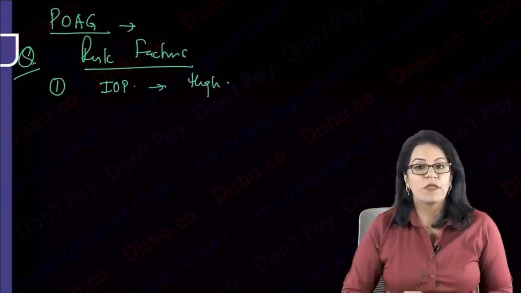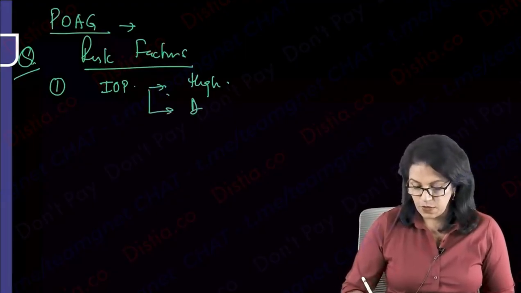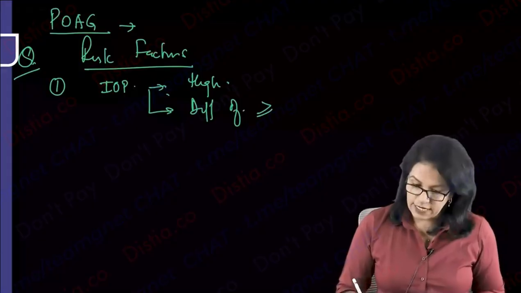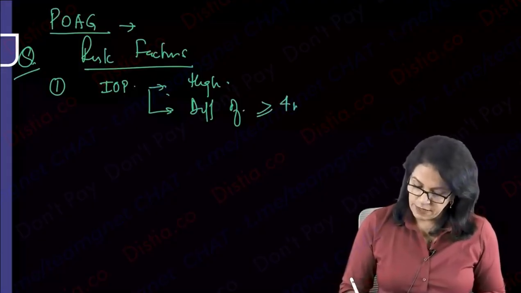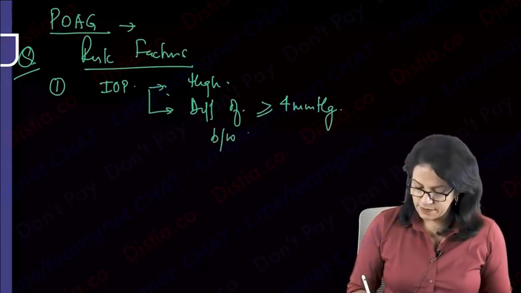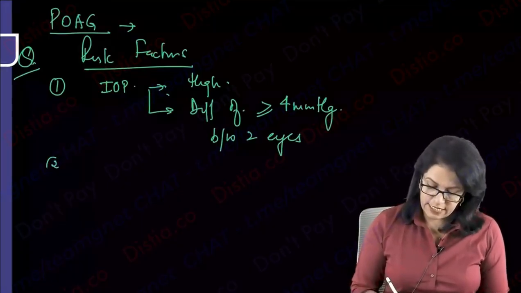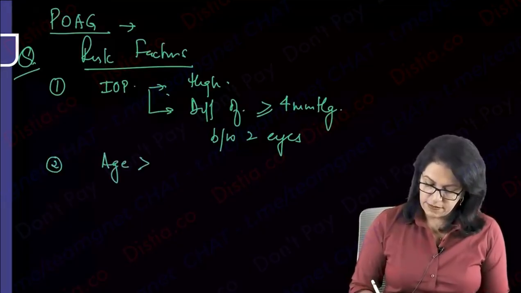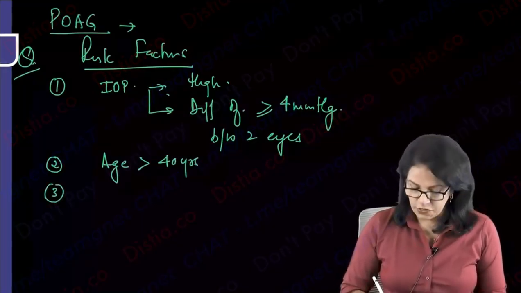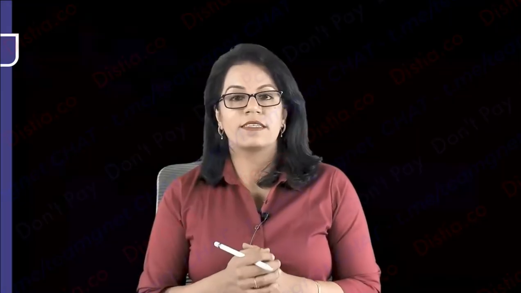We all know that. Or a difference of IOP between two eyes of more than or equal to 4 millimeters of mercury. Right? We can remember this. Number 2, any age above 40 years. Then number 3, positive family history. Very, very important. When you talk about family history, this is the time we will discuss the genes.